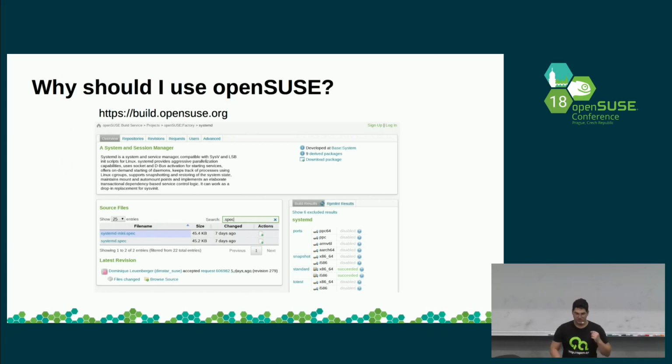Now, the best part of this instance is that the openSUSE community offers you the possibility to create a free account and use this instance to build your packages. So I like to say that GitHub is the leading platform to host the source code of free software, and build.opensuse.org is the leading platform to build your open source software.